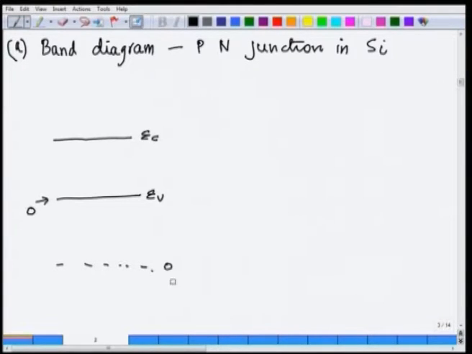Today what we are going to do is something different. I am going to erase this, and today we are going to choose the vacuum level as our reference energy. So, this is the vacuum level.